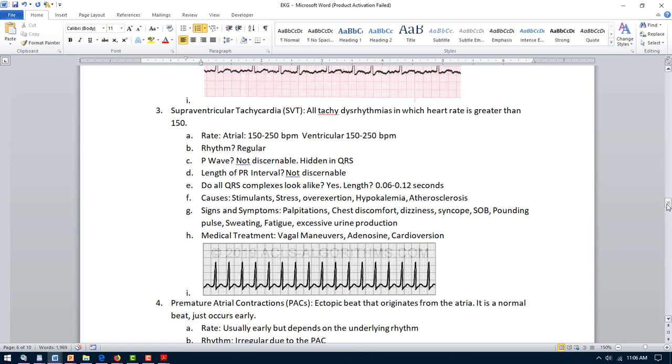Treatment is going to be, like, immediate treatment is going to be adenosine, which, once you give it, actually stops the heart. And these patients will have a period of asystole and then start beating in a normal rhythm again.